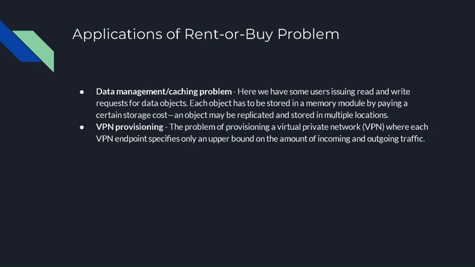Another application is in VPN provisioning. We have different VPN endpoints, and they have an upper bound on the incoming and outgoing traffic. What we want to do is assign the VPN users to each of these VPN endpoints and connect them to each other. So again, if you are able to see the analogy, it's similar to the ConFL problem with a rent or buy simplification. That is, we can have the endpoint anywhere.